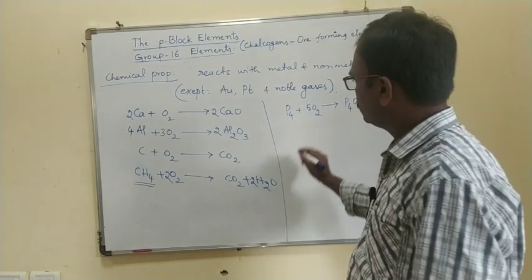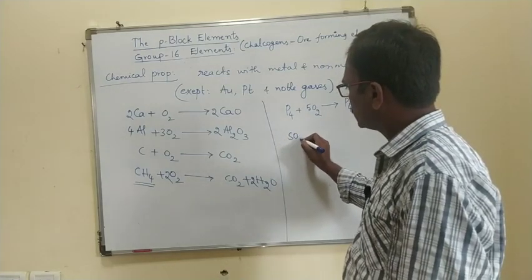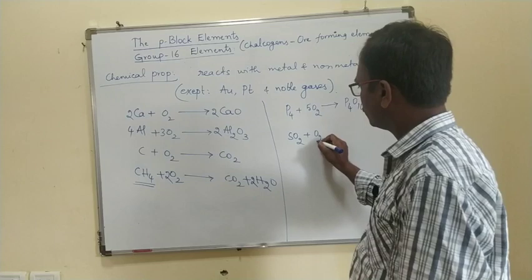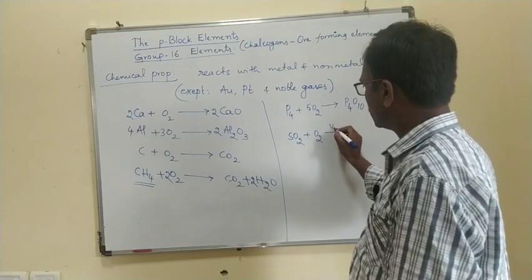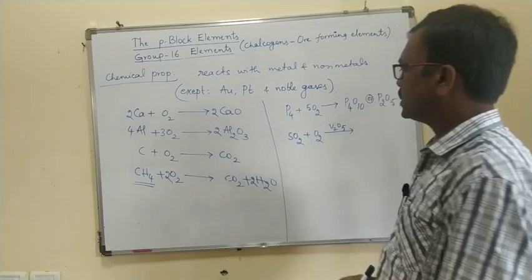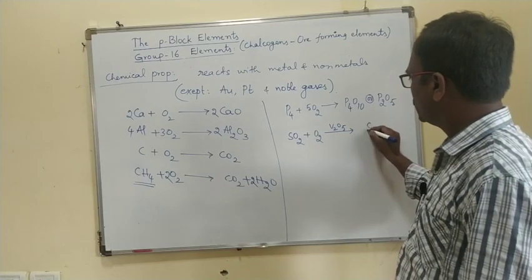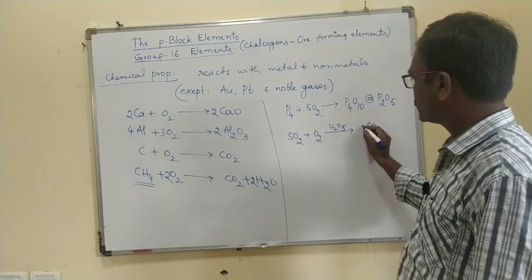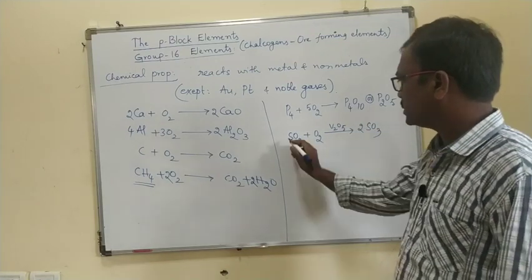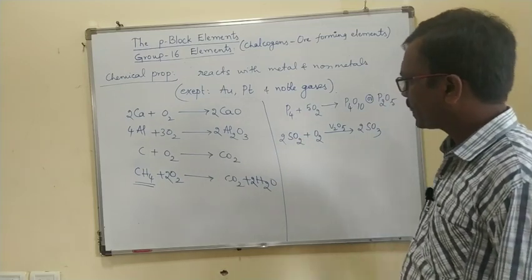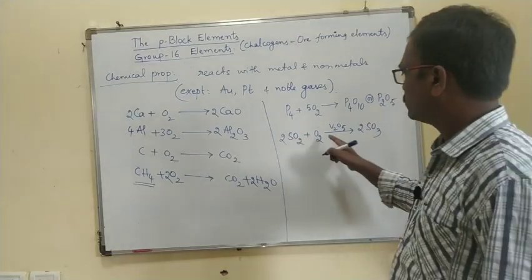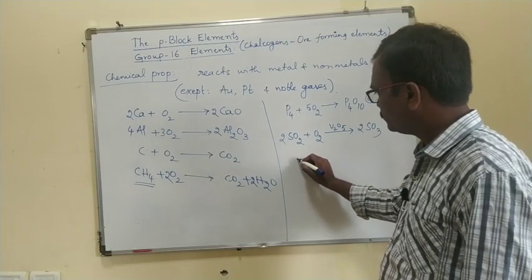Then you have sulfur dioxide plus oxygen. You are going to study this reaction in the preparation of sulfuric acid. It forms SO3, and vanadium pentoxide is the catalyst. So 2SO2 plus O2 gives 2SO3.